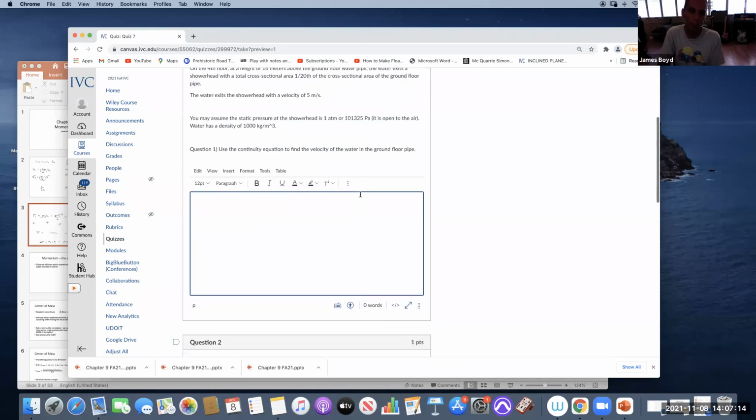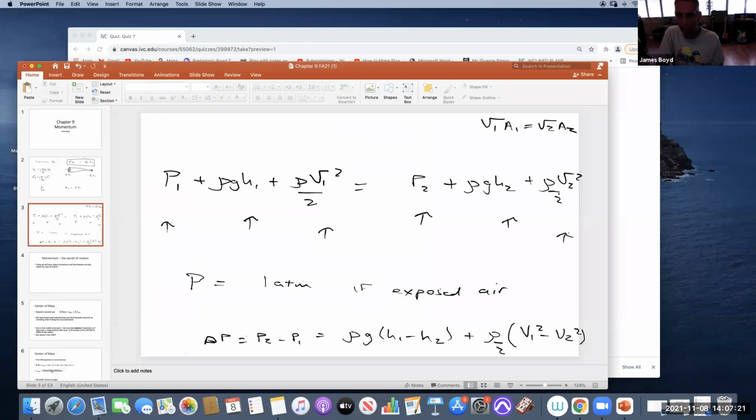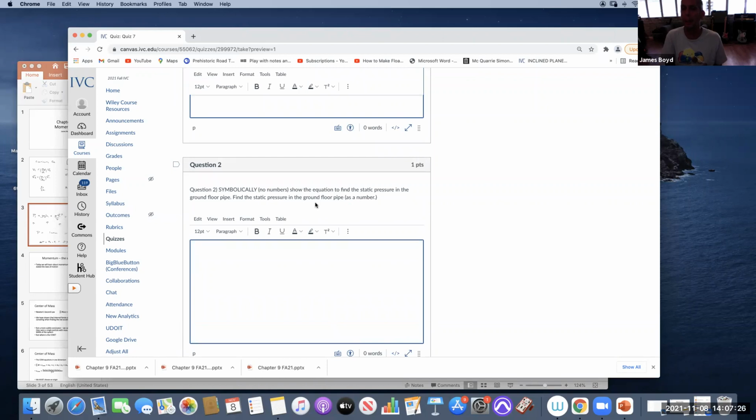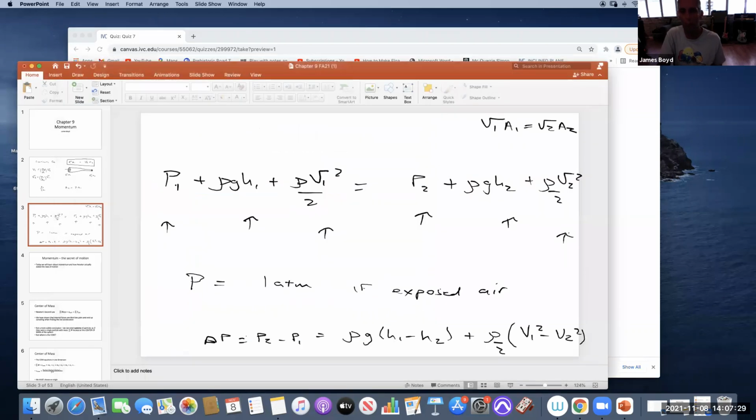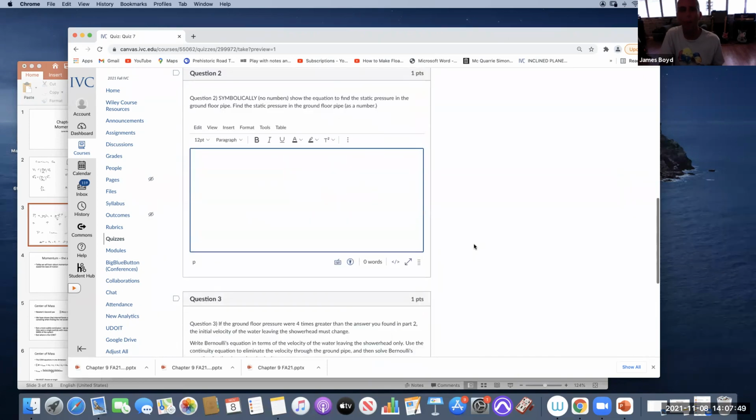And now what we want to know, using symbols, no numbers: I want you to write Bernoulli's equation for the ground and the shower head. And then I want you to find the static pressure at the ground, meaning I want you to find P1. You know the height 1 is 0, height 2 is 16. P2 is 101,325 pascals, and you know V1 and you know V2. So you can find what the pressure should be at the ground floor pipe. Okay, that should be pretty straightforward, right?